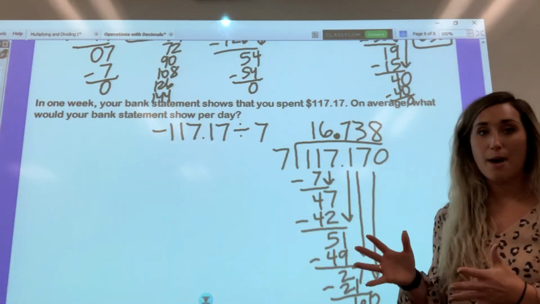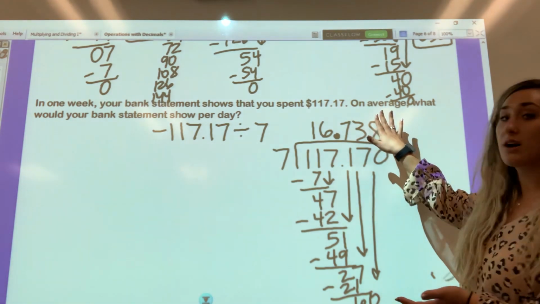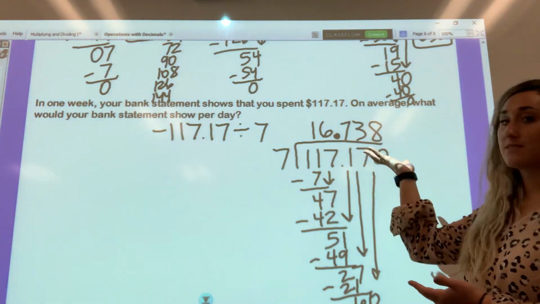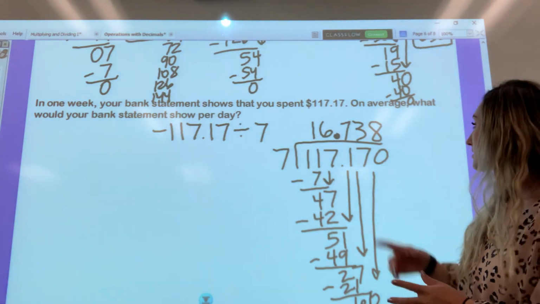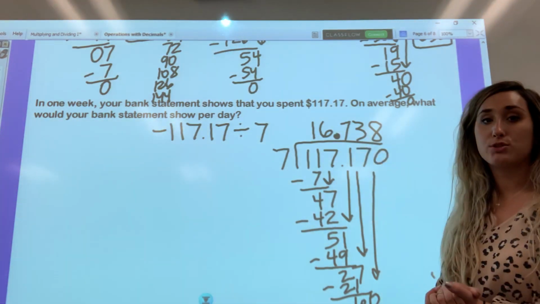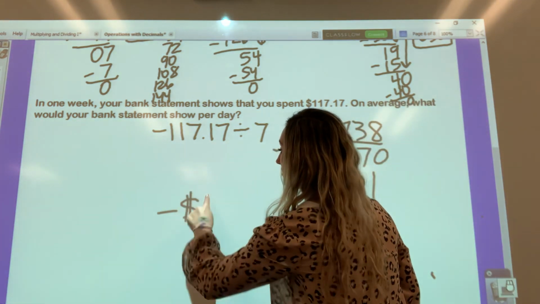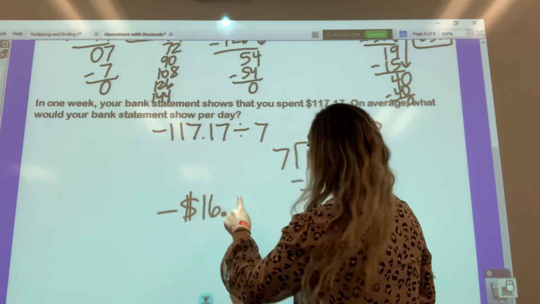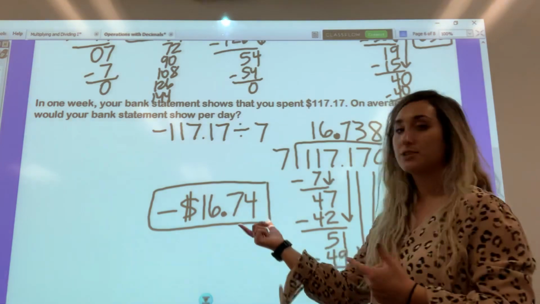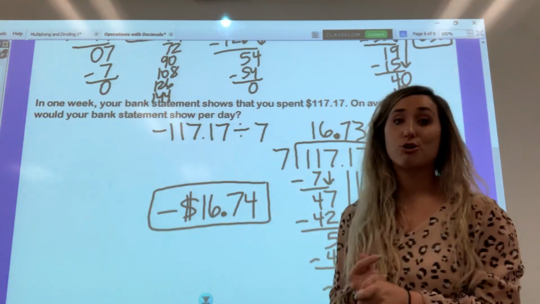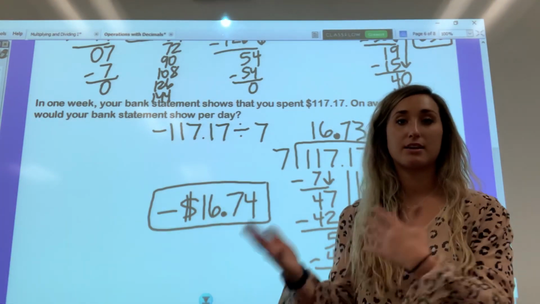And I'm actually going to stop there because we're dealing with money now. And remember, money only goes to the hundredths place. So this gives me enough information to represent my answer rounded to the hundredths place. That 8 would round the 3 up to a 4, making our final answer negative $16.74. So on average, that's the amount that was spent per day. Okay, the negative represents spending the money rather than earning it.